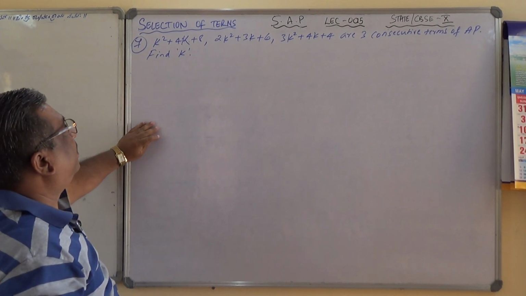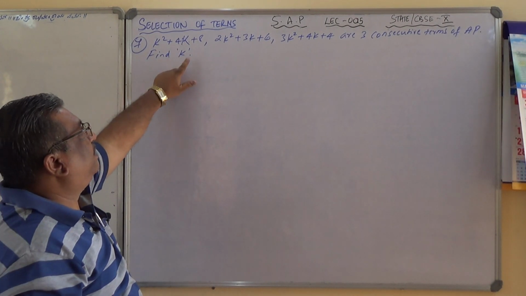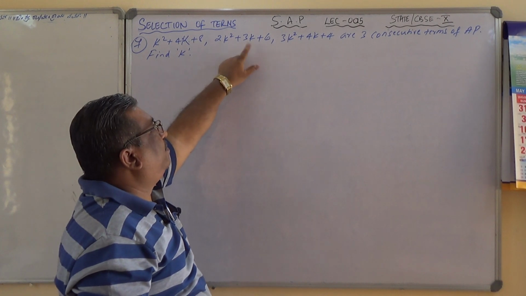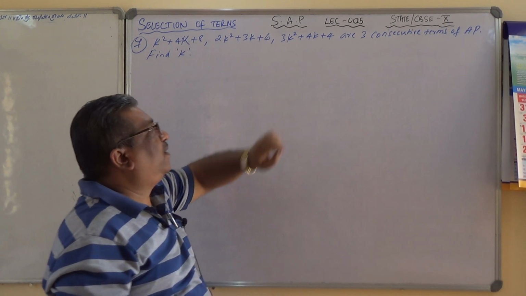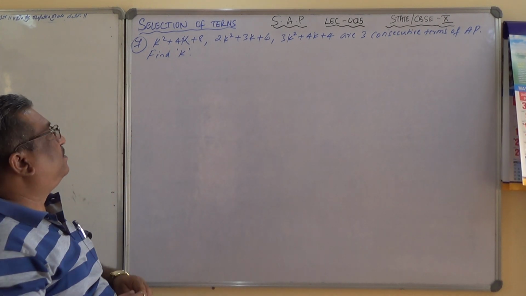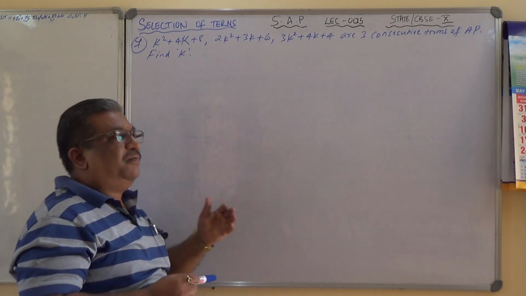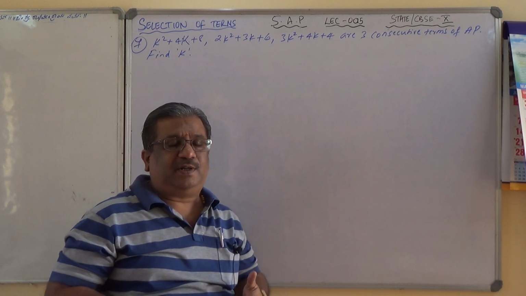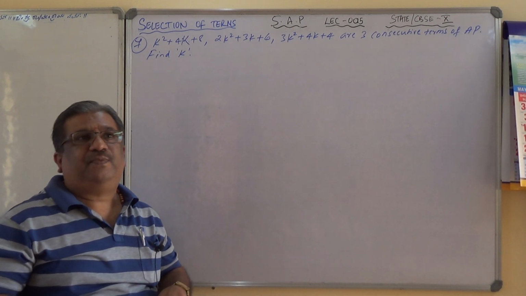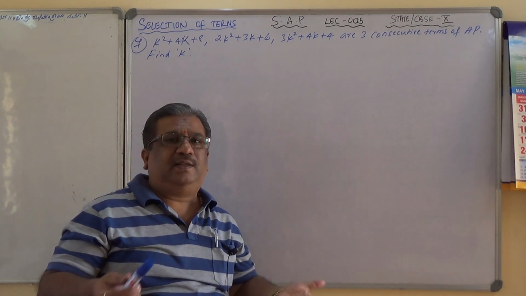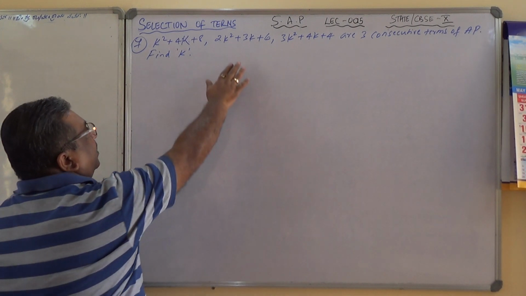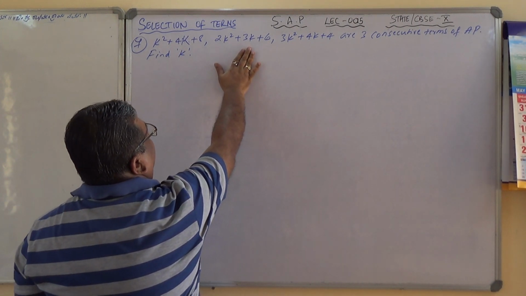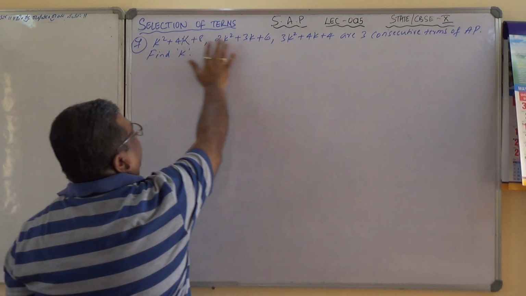One more interesting problem. K square plus 4k plus 8, 2k square plus 3k plus 6, 3k square plus 4k plus 4 are three consecutive terms of the AP. Find k. We know if A, B, C are three consecutive terms of the AP, then the middle term is equal to the arithmetic mean of the other two terms. So what is the middle term over here? This is the middle term, and this should be equal to the arithmetic mean of this and this.